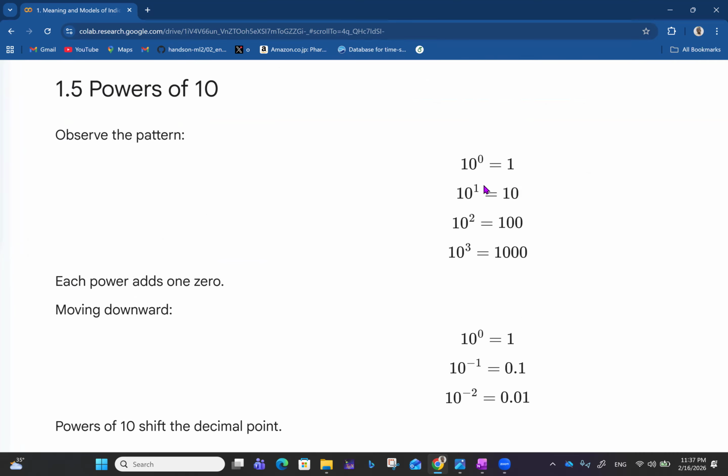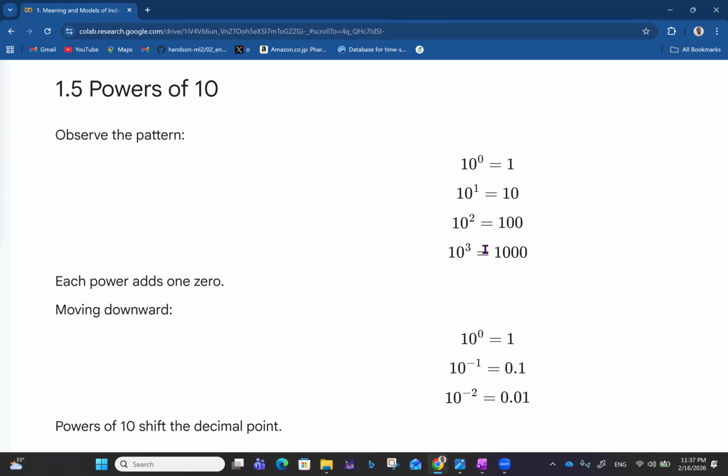One 0 is added each time. So 10 raised to power 2 is 100, and 10 raised to power 3 is 1000. The number of zeros you have with the 1 is determined by the power on top of 10. So 10 raised to power 7 will be 1 with 7 zeros. That's 10 million. Each power adds one 0, just like I said.